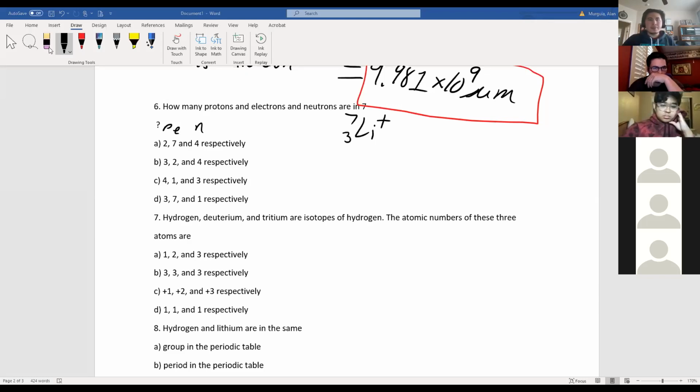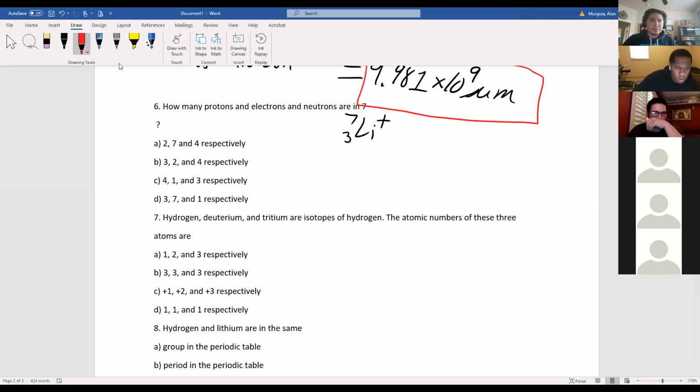Wait, why is it lithium? Oh, that's what the problem is. Right, I didn't copy the question right from the PDF, so it just said 7. But it's lithium 7. Okay. Would it be B? So let's check B, right? Yeah.